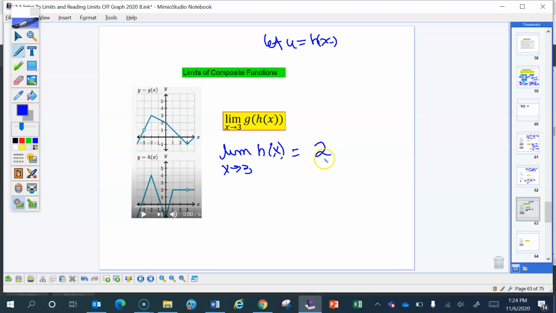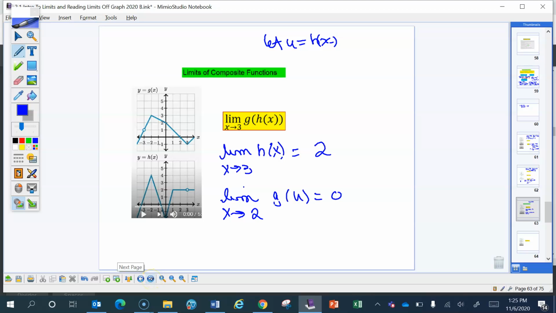So now I'm going to take this 2, and it's going to become the value that x is going to approach when I do the limit of g. So this is now going to be the limit as x approaches 2 of function g of, and I'm going to put in place of h of x, u, and the limit as x approaches 2 of g of u, or graph g, sorry, is going to equal 0. So therefore, the answer for that question is going to be 0.